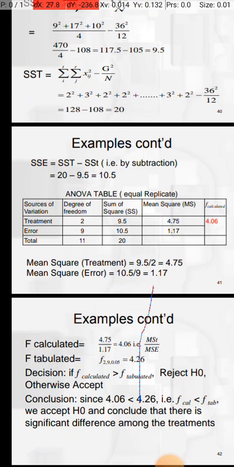Now as I said earlier, your error, you don't need to be memorizing any formula for that. So just go ahead and subtract your treatment from your total. So you can see 20 minus 9.5, you get 10.5. You get 10.5. That's that.